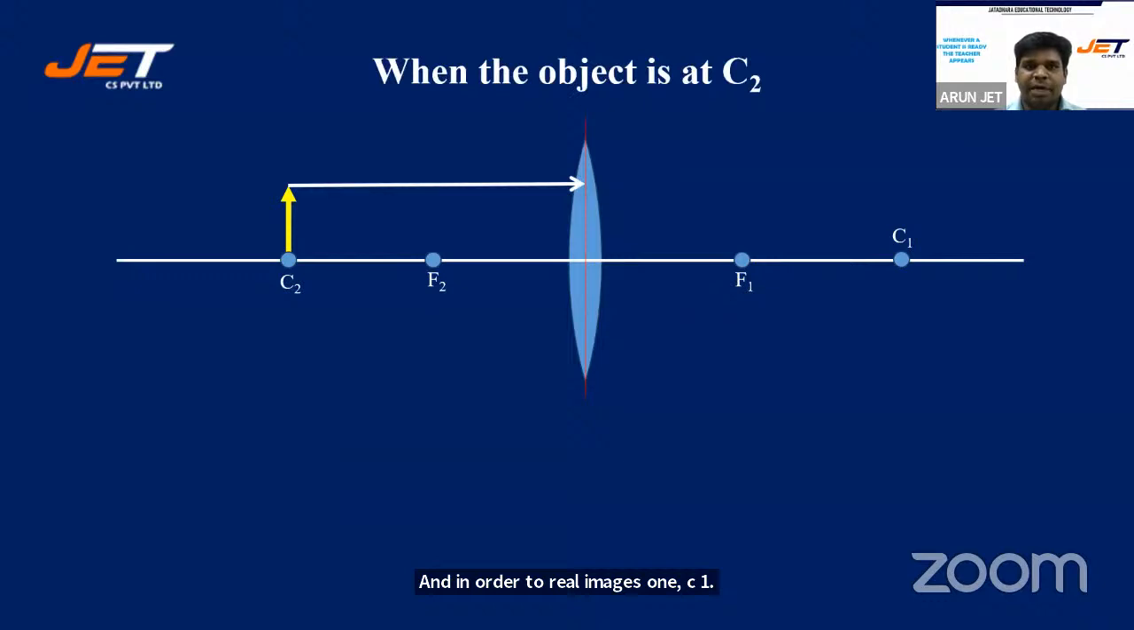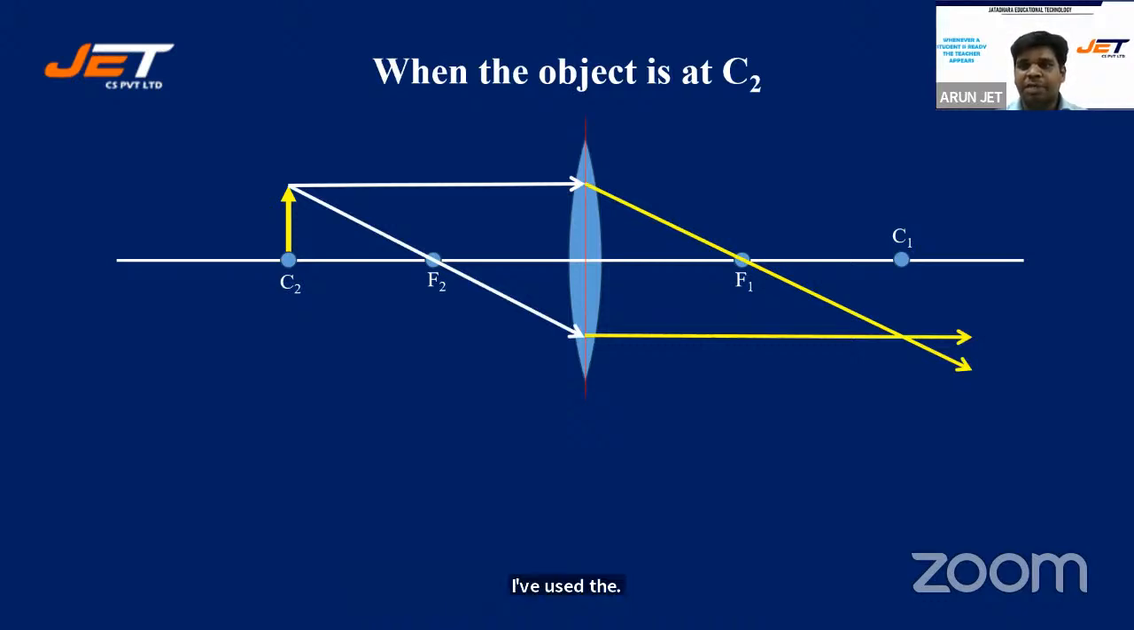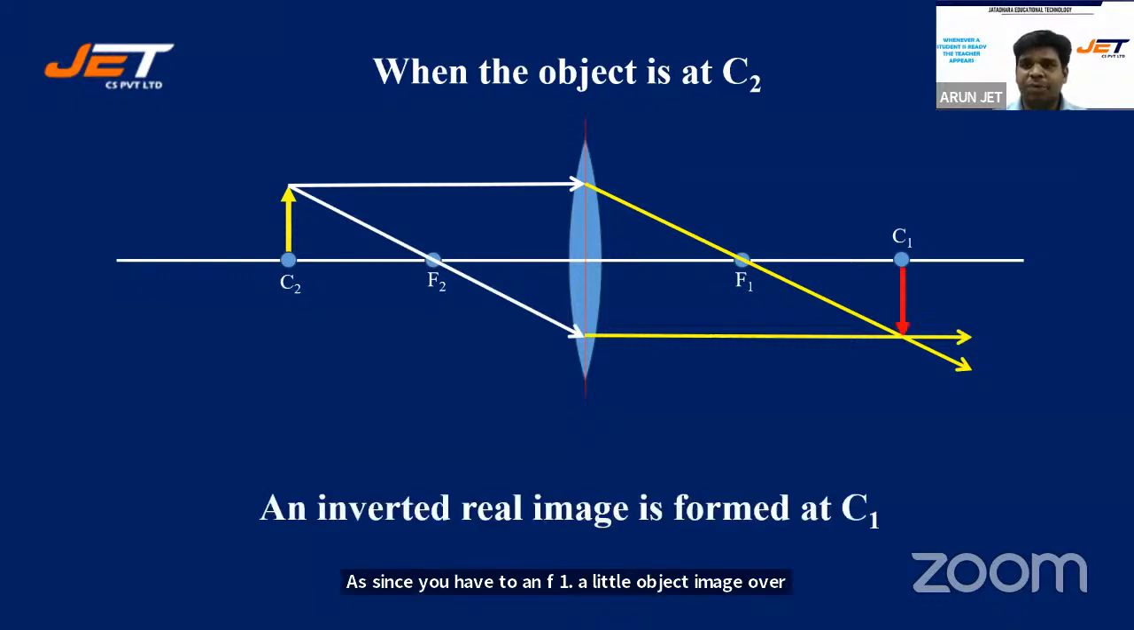When it is at C2, I can use any two of the rays, right? So I'm using these two rays now. I've used the undeviated ray passing through the optic center before, but now I'm using a ray passing through F2 and F1. I'll get the object image at the same place. Inverted image at C1.